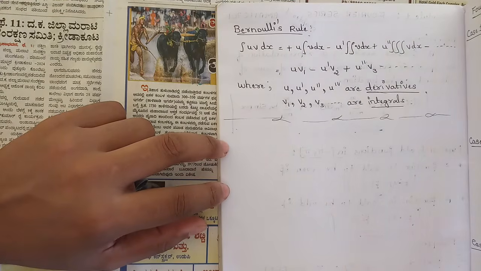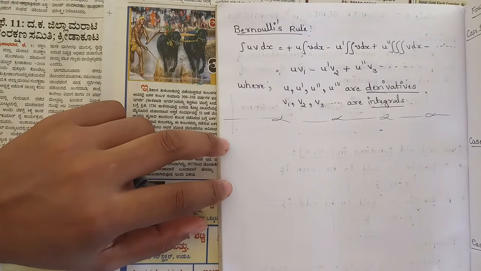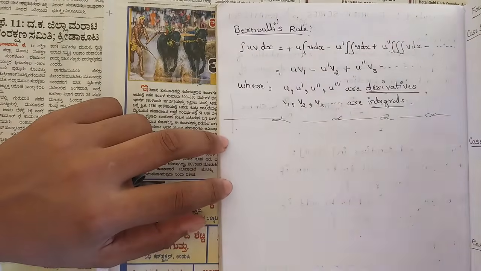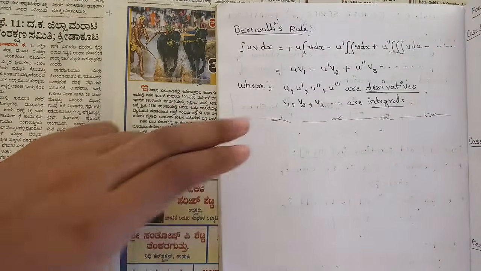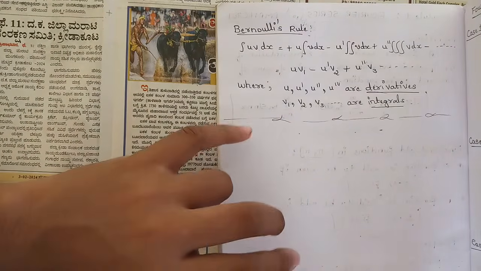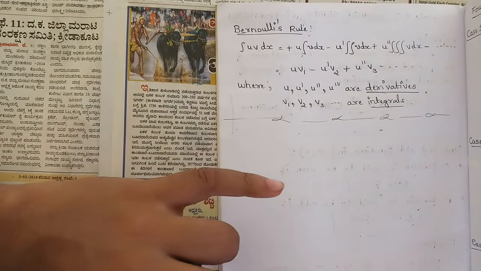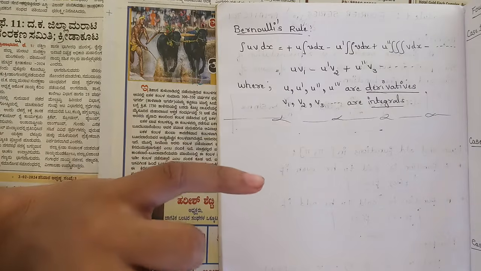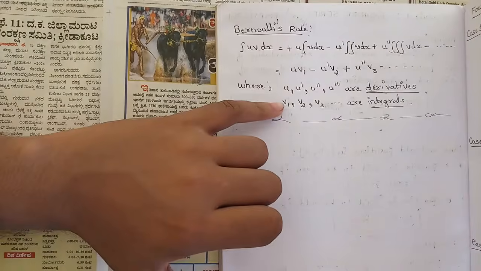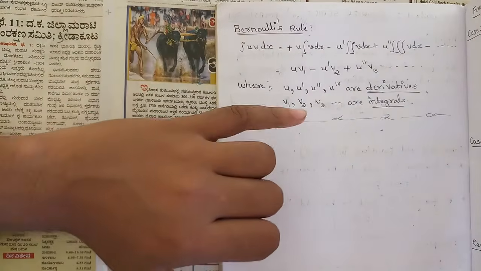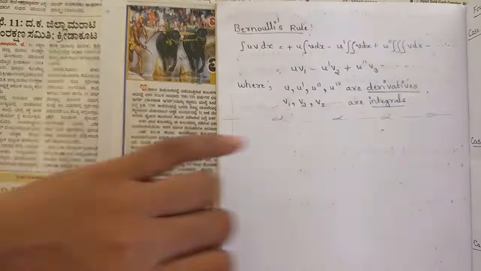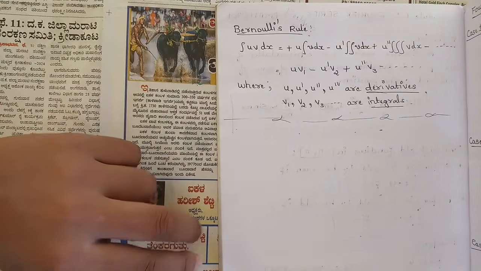and this goes on. And the order of signs is plus minus plus, see, plus minus plus, it goes on, where u dash and u double dash are the derivatives, and v1, v2, v3 are the integrals, like the integrals of the integrated functions of the previous. Like v1 is the integration of v, v2 is the integration of v1, v3 is the integration of v2, and this goes on. So this is all about Bernoulli's rule.